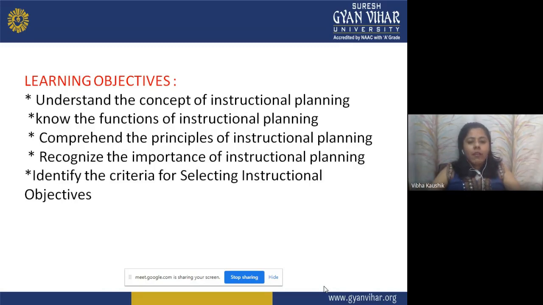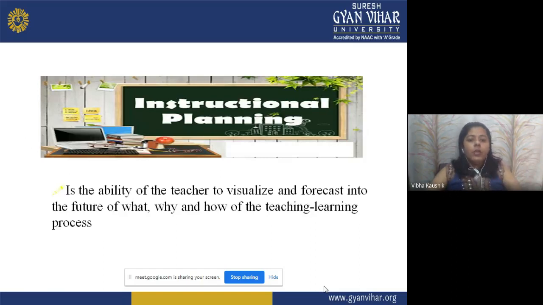Identify the criteria for selecting instructional objectives. What are the criteria for selecting the instructional objective when you are going for teaching? Now, instructional planning is the ability of the teacher. Whose ability is it? It is the ability of a teacher to visualize, to look at, and to forecast what will happen in the future, the what, why, and how of the teaching learning process.